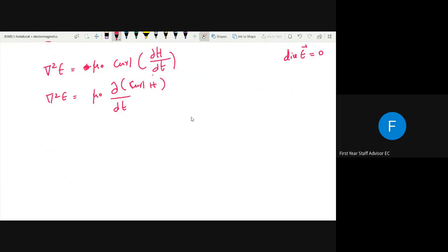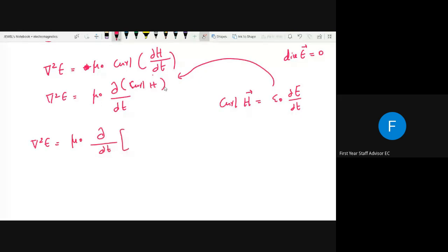And from Maxwell's fourth equation we know that curl H is equal to epsilon 0 dou E by dou T. Curl H can be defined as epsilon 0 dou E by dou T. Substituting this expression here, instead of writing curl H we can write epsilon 0 dou E by dou T. So our expression becomes mu 0 epsilon 0, that means del square E becomes mu 0 epsilon 0 dou square E by dou T square.